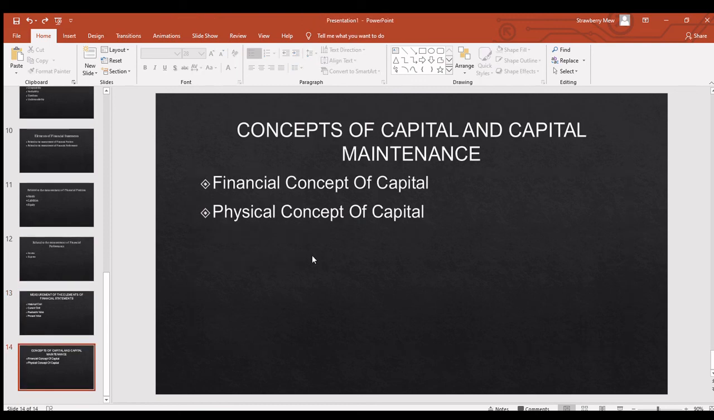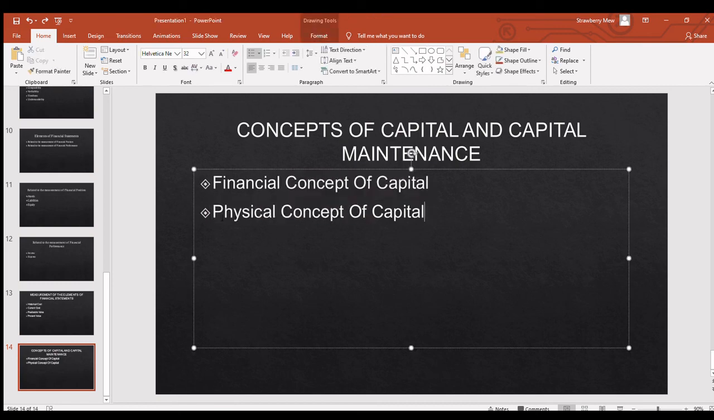Okay? So, the last is yung concept of capital and capital maintenance. Right? So, we have the two concepts. We have the financial concept of capital and the physical concept of capital. Yung financial concept, it is adopted by most enterprise in preparing the financial statements. Okay? Yung financial is commonly used by enterprises.